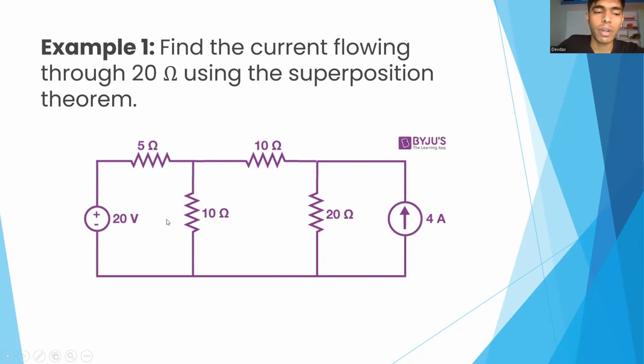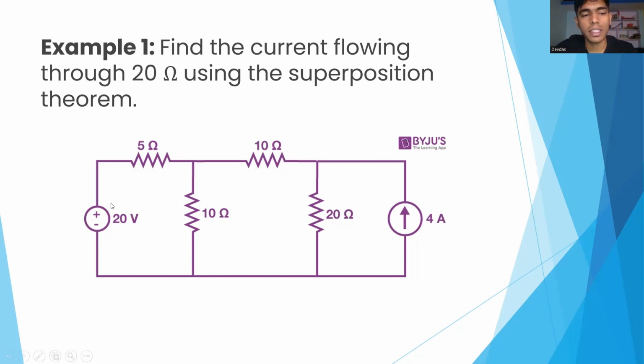Let's say we consider the 20 volt source first. When you consider the sources individually, we need to open circuit current supplies, and we need to short circuit the voltage supplies.